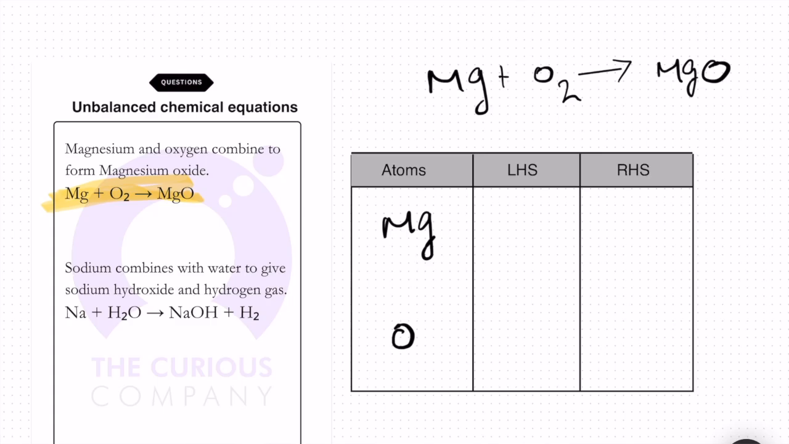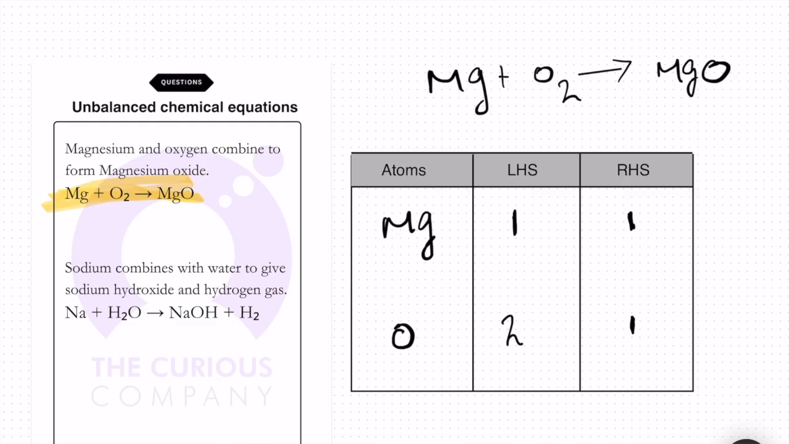Okay. So what number of magnesium atoms are present in the LHS? We have one magnesium atom present in the LHS. The same goes for RHS. So one magnesium atom is present in the RHS. Now let's come to oxygen. We have two oxygen atoms in the LHS, whereas we only have one oxygen atom in the RHS or the product side.